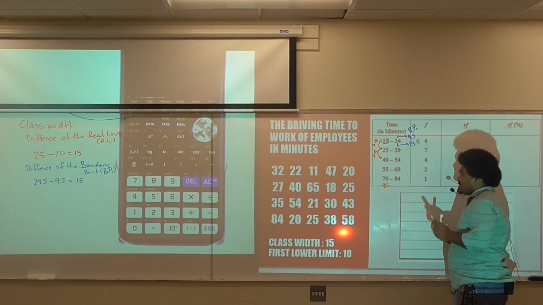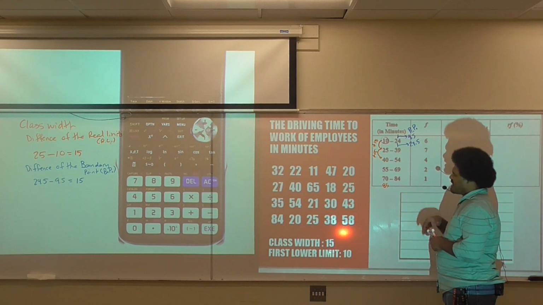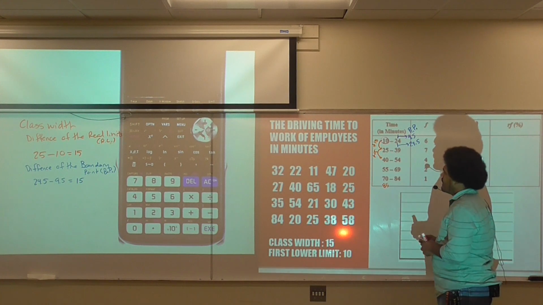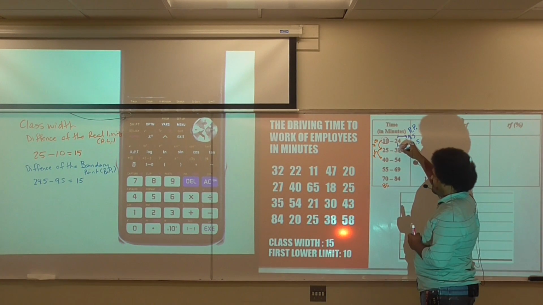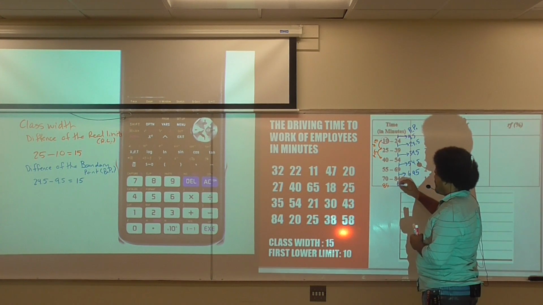Remember, this technology pretty much does the real limits, but if you put boundary points as a starting point, it might be able to do it. I never tried it, but I believe it will. It's a simple adjustment once you know the pattern. So over here was supposed to be 39.5, over here 54.5, over here 69.5, and right here 84.5.